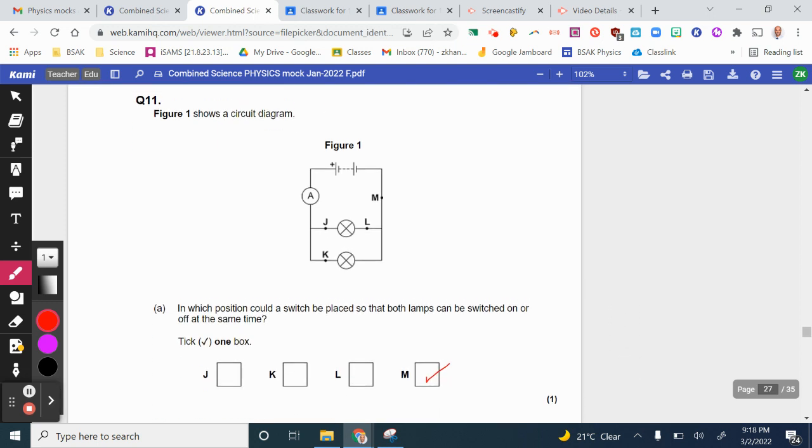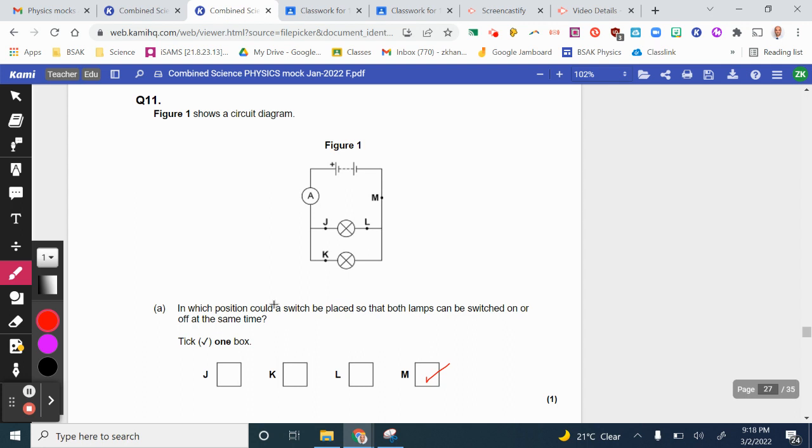So we have a circuit, and in this circuit, we have an ammeter connected next to the battery, and we have a lamp, and we have another lamp connected in parallel, because we can see that clearly the current splits at this junction and then joins up back at this junction to go back to the battery. So therefore we know that this is a parallel circuit.